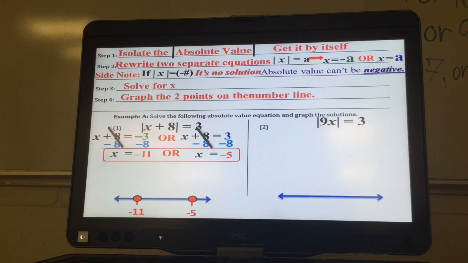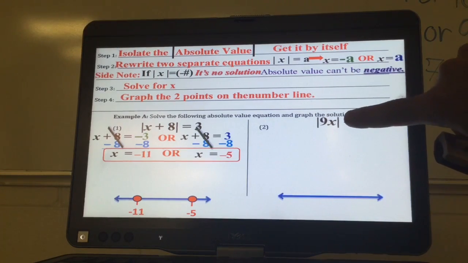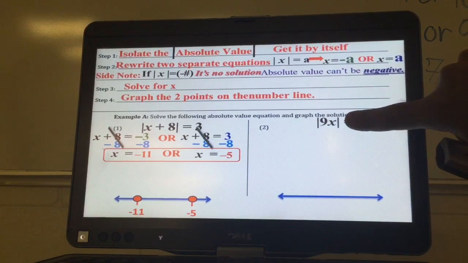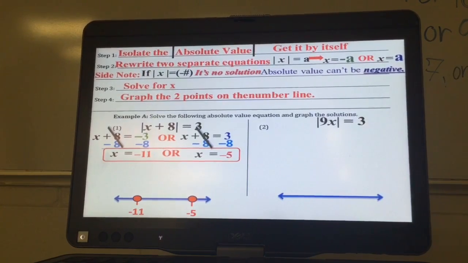All right, guys, so hopefully you got this one correct. So again, the absolute value is already isolated because if we cover up equals 3 over here, you can see that there's nothing outside of the absolute value. So therefore, I'm going to go ahead and split them up to be 9x equals negative 3 or 9x equals positive 3. Now, it's a one-stepper again, so in this one you have to divide by 9 on both sides.